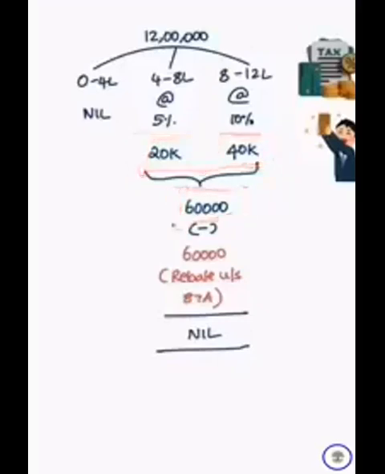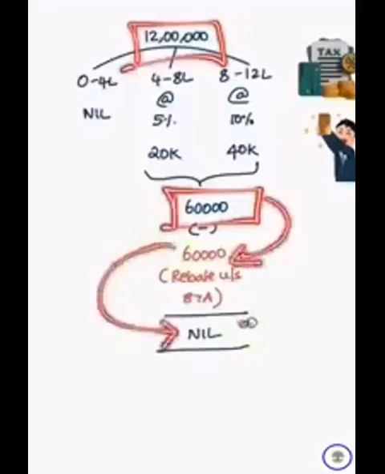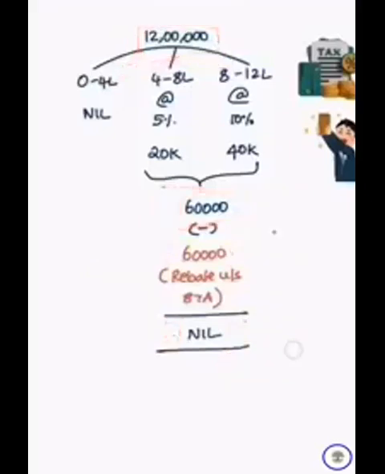But income tax has provided for a rebate under section 87A to the extent of 60,000. It means if your income is going to be 12 lakhs, tax amount will be 60,000. But you will have a rebate of 60,000, so tax payable will be nil. Then how do we say up to 12.75 lakhs it is nil in case of salaried individuals?